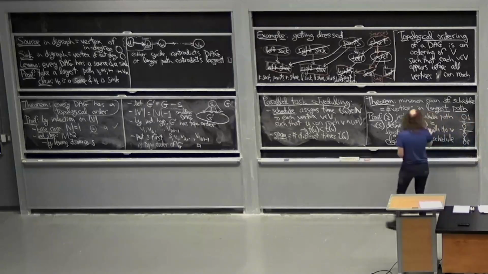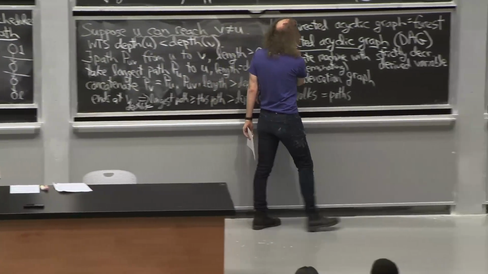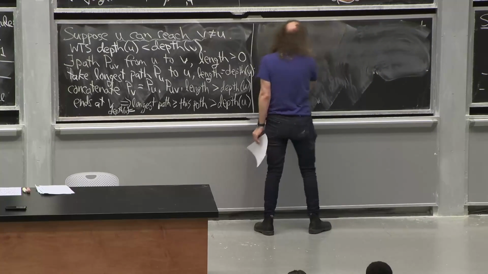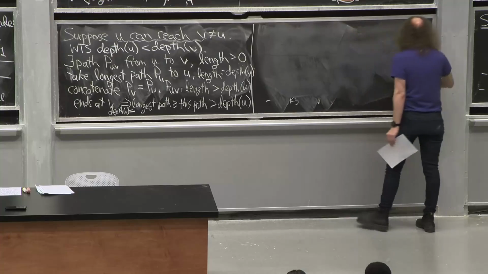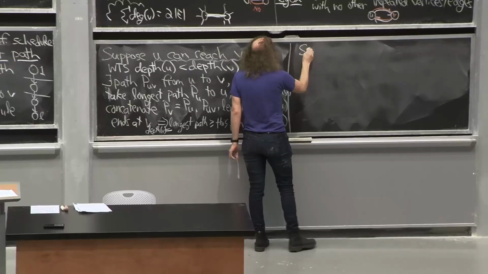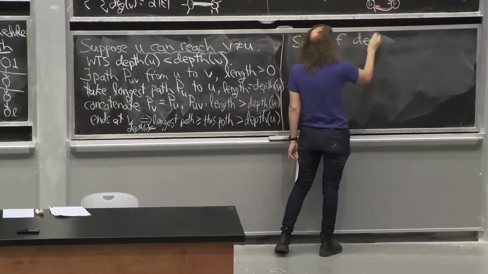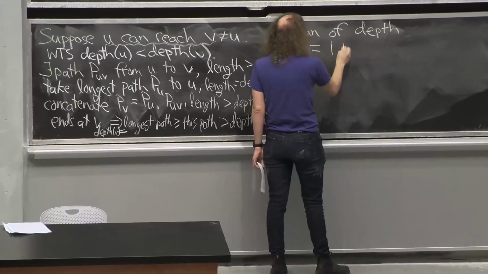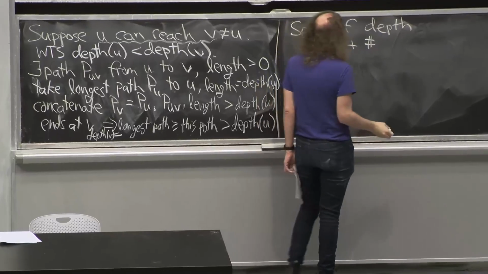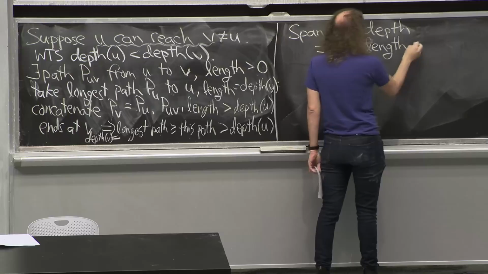I proved that this is a schedule, that it processes things in a valid order. But we also need to check how many time steps it takes. Why is it the number of vertices in the longest path and not the number of edges, for example? Okay, the span of depth, I claim, is 1 plus the length of the longest path.